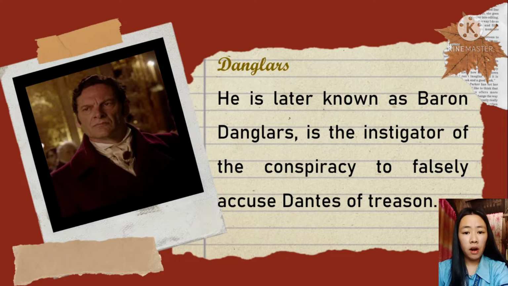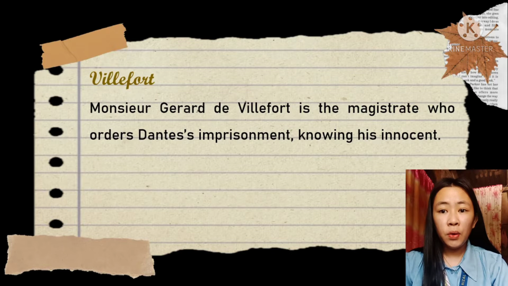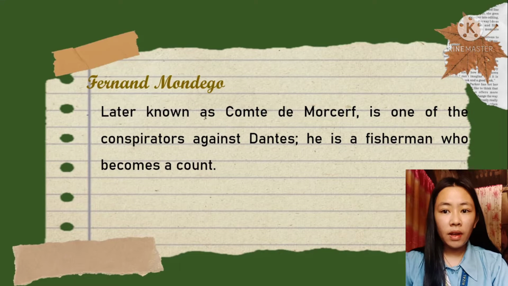Next one, we have Danglars. He is later known as Baron Danglars, and is the instigator of the conspiracy to falsely accuse Dantes of treason. When we say treason, it means the crime of betraying one's country. Next one, we have Villefort. Monsieur Gerard de Villefort is the magistrate who orders Dantes' imprisonment knowing he is innocent. Next, we have Fernand Mondego, later known as Comte de Morcerf, one of the conspirators against Dantes. He is a fisherman who becomes a count.